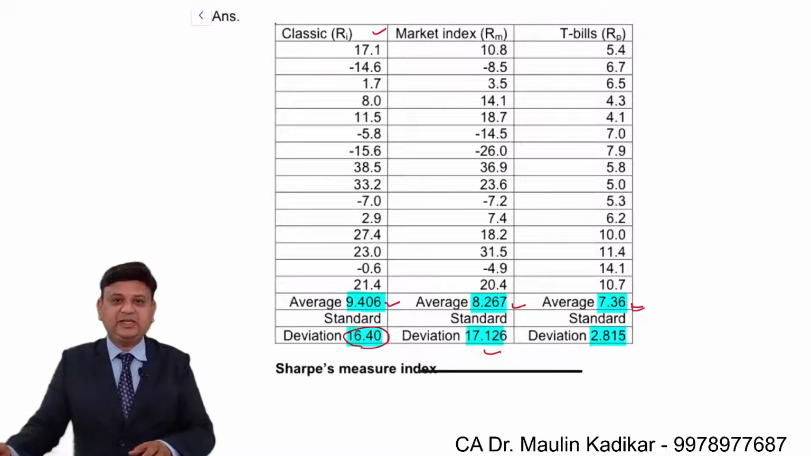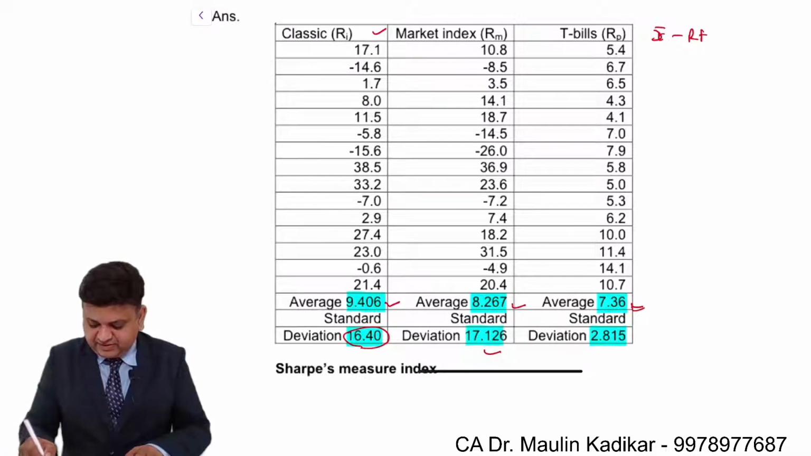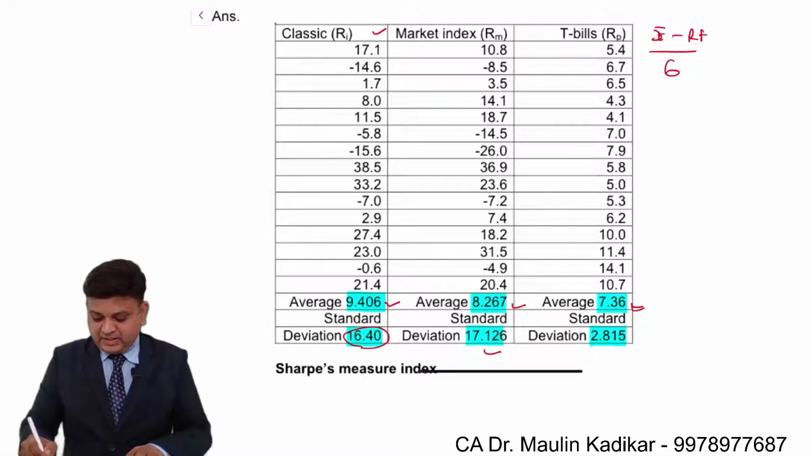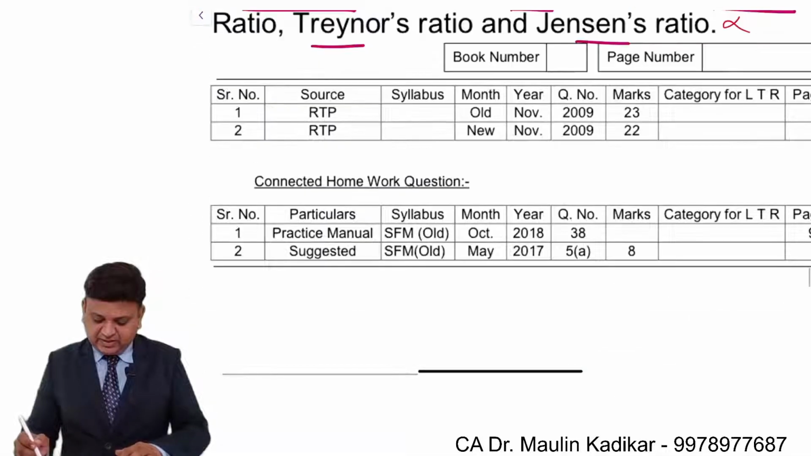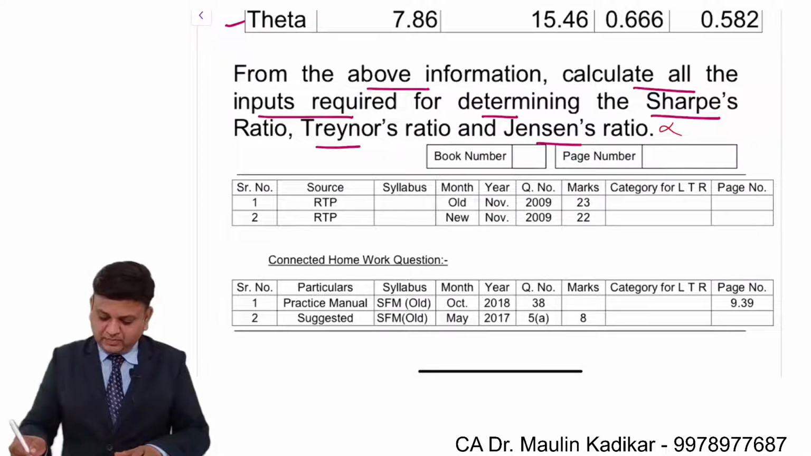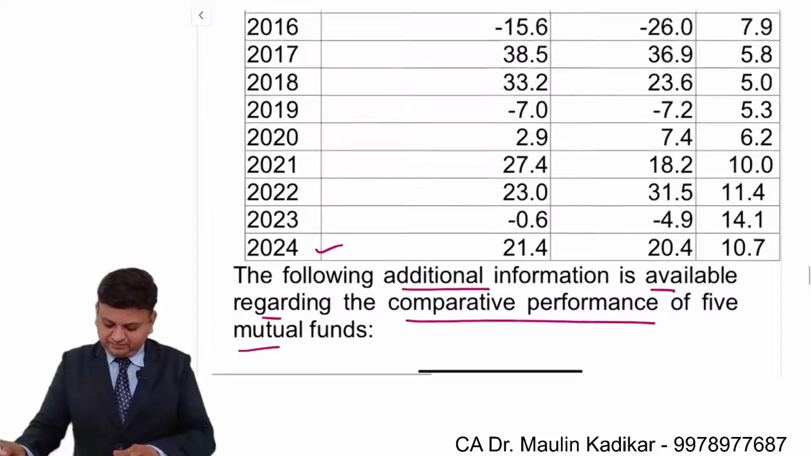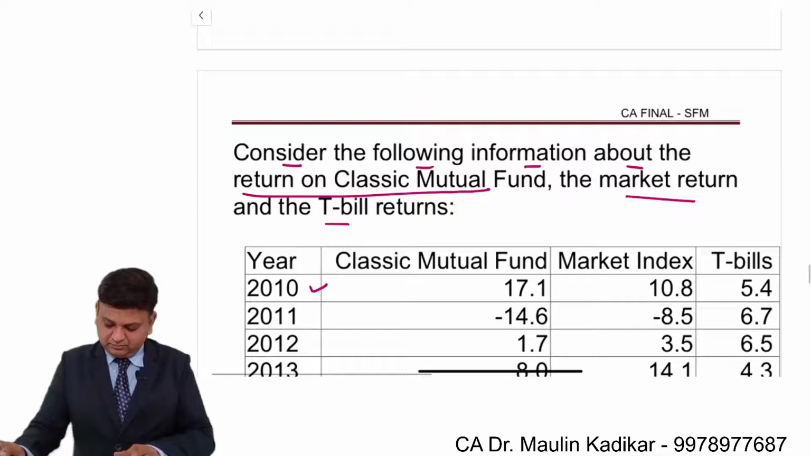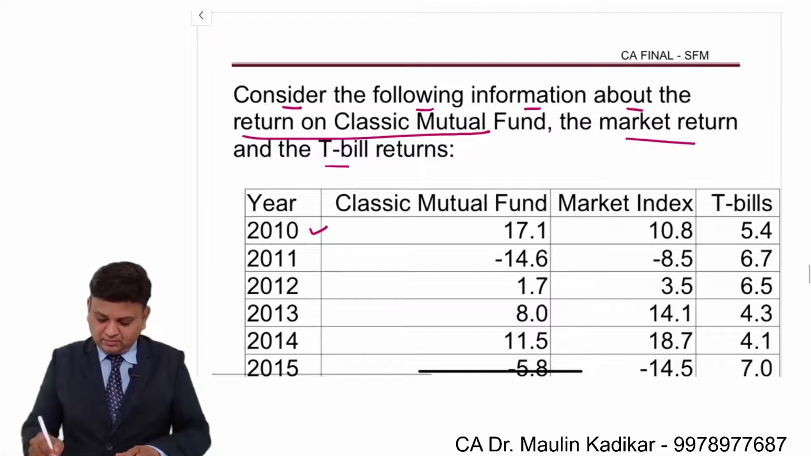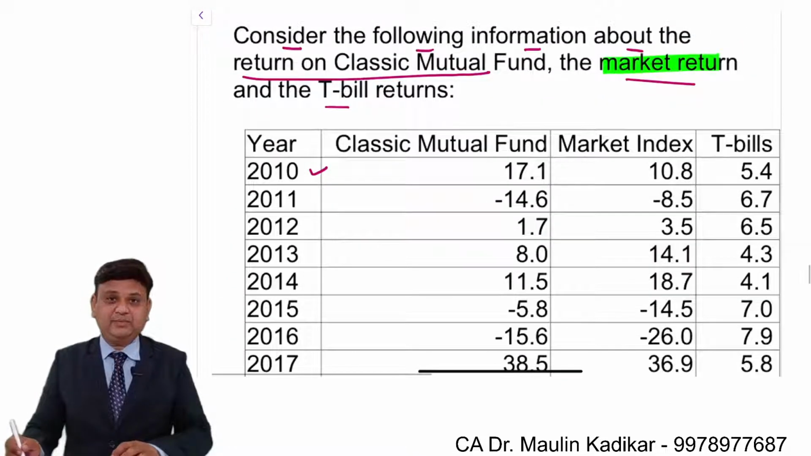So a small summary of the entire answer. In the first question, Sharpe ratio is required to be found. This is what we have done: X bar minus RF divided by standard deviation. Then the language of the question says that you are required to make it comparable with the market. From the above information, calculate all inputs required for determining Sharpe ratio, Treynor's ratio, and Jensen's ratio. And the market return information is also given to us. So we make it comparable with the market.